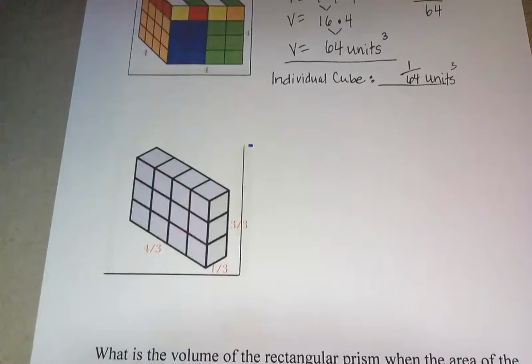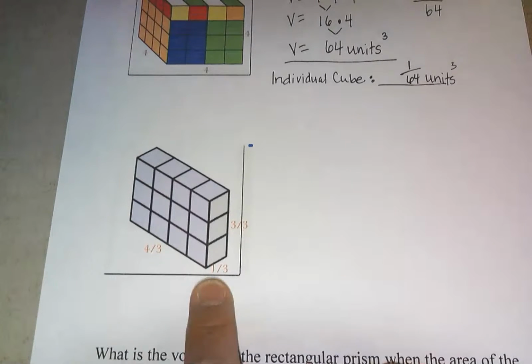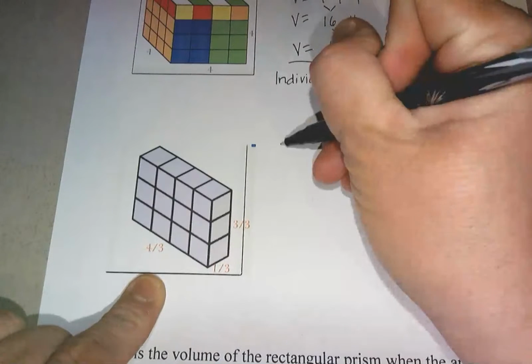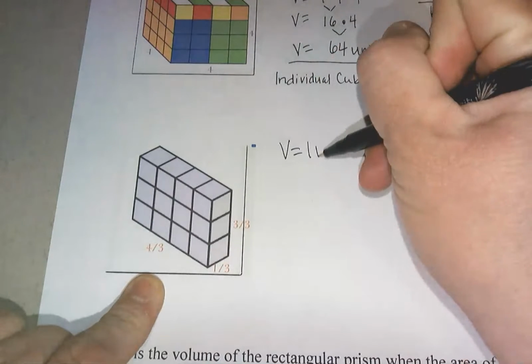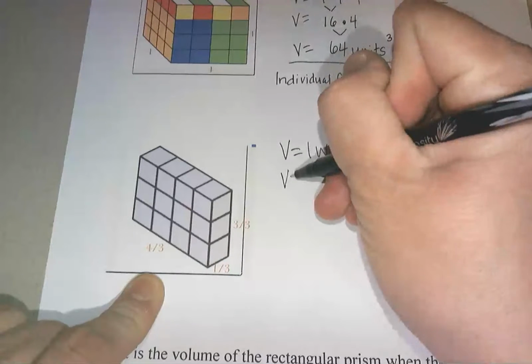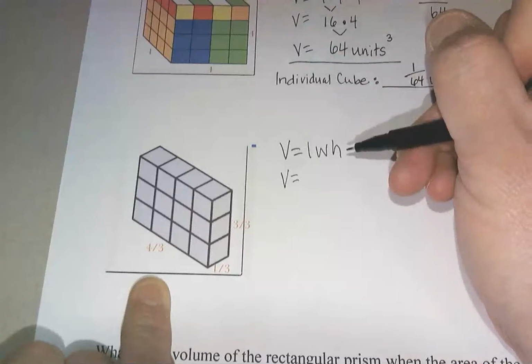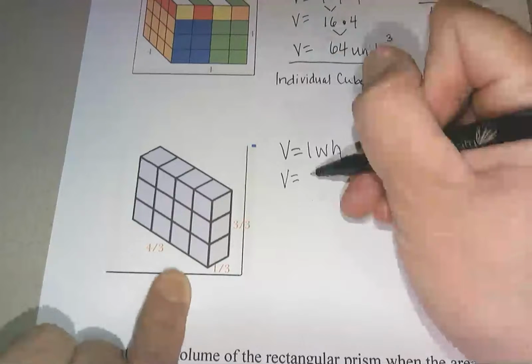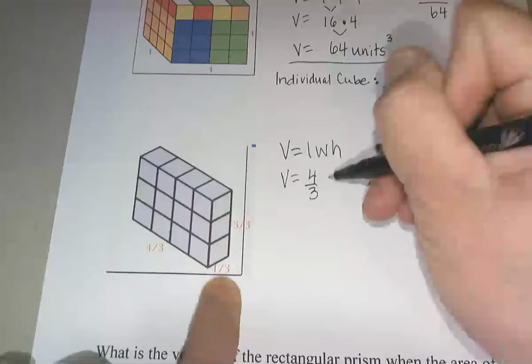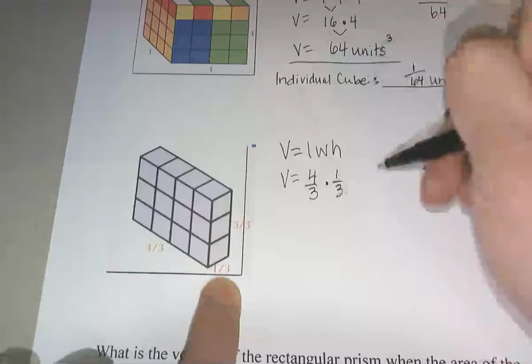Okay, now we have what looks like a rectangular prism here, but look, we don't have whole numbers, we have fractions. So what we do here is the same thing. We're going to use our volume formula. Volume equals length times width times height. And let's just put our numbers in for it. It looks like my length is 4/3. My width is 1/3. And my height.